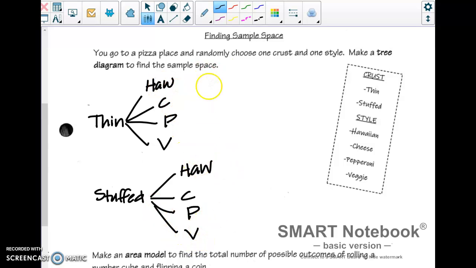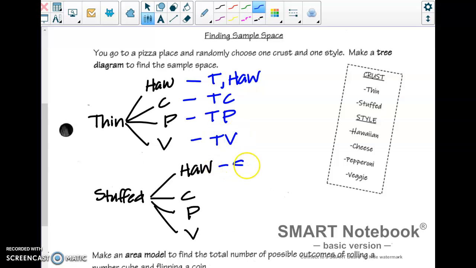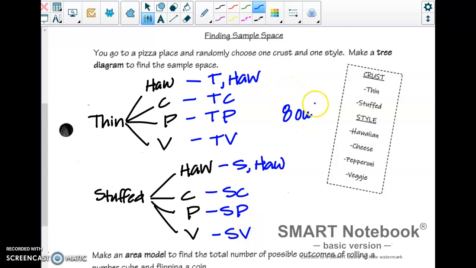So that is a way, and then I could just make a list when I'm done here. This is basically, I'm going to simplify thin to T, thin crust, Hawaiian. This is thin crust cheese, thin crust pepperoni, thin crust veggie. Same thing here. Stuffed crust, Hawaiian, stuffed with cheese, stuffed with pepperoni, and stuffed veggie. So when you look at this list, there are 1, 2, 3, 4, 5, 6, 7, 8 possible outcomes. So 8 different types of pizzas could be created.